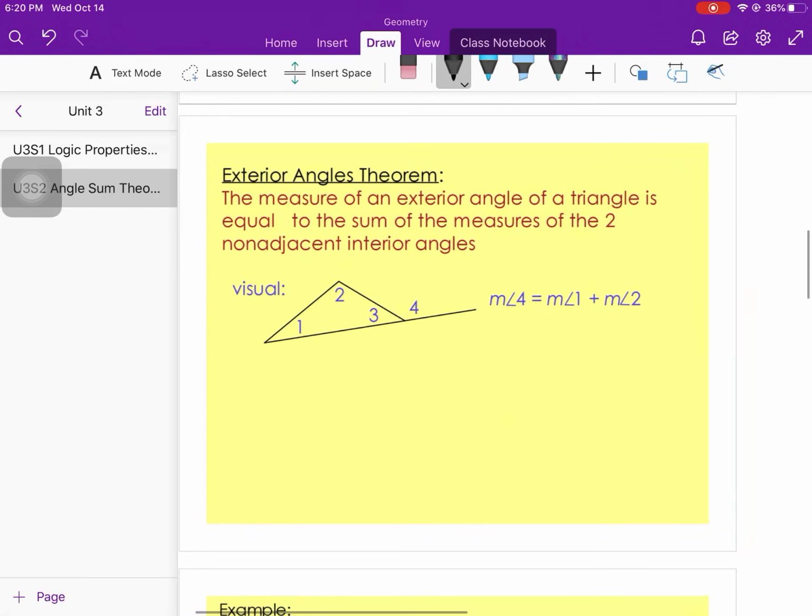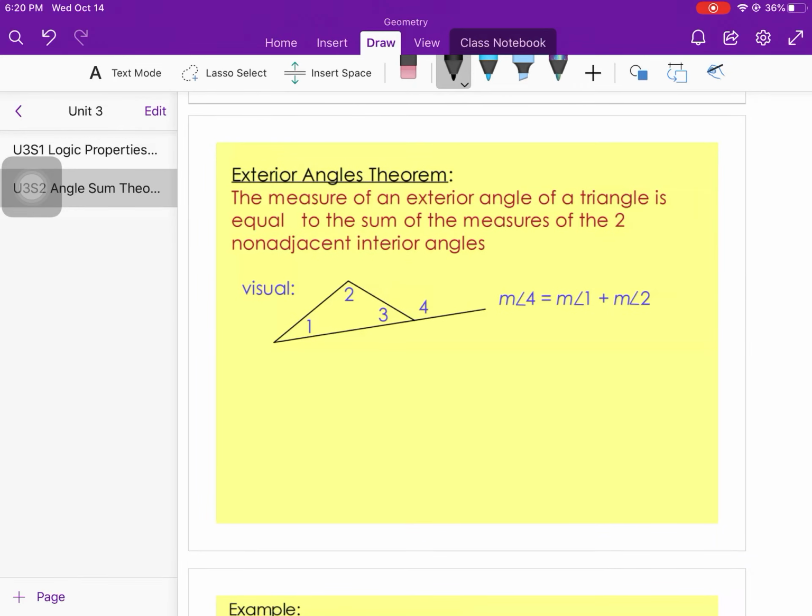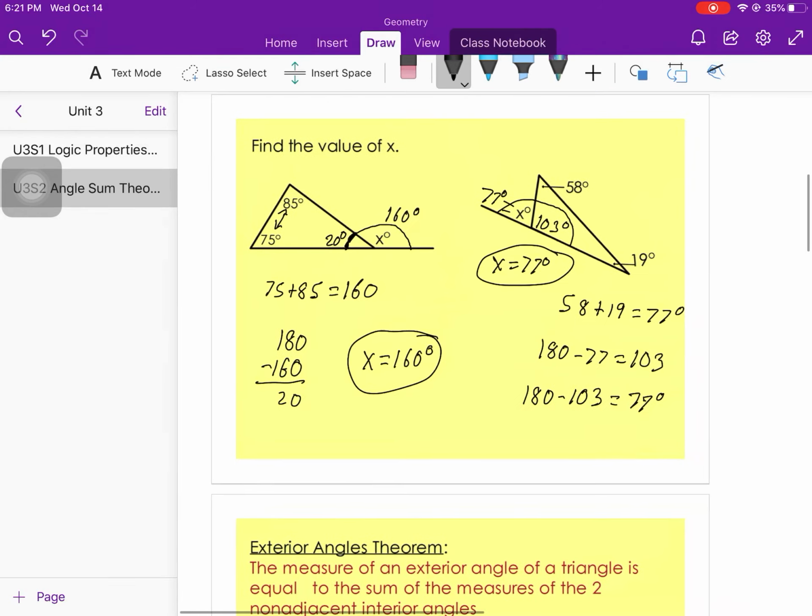So if you haven't noticed, there actually is a pattern for this. It's the exterior angles theorem. It says the measure of an exterior angle of a triangle is equal to the sum of the measures of the two non-adjacent interior angles. So the two adjacent angles are angle 3 and 4. Remember, adjacent means side by side. So if we add up the measures of angles 1 and 2, which aren't touching angle 4, we actually get angle 4. We really don't have to do anything with angle 3. We only need to know 1 and 2 in order to get it.